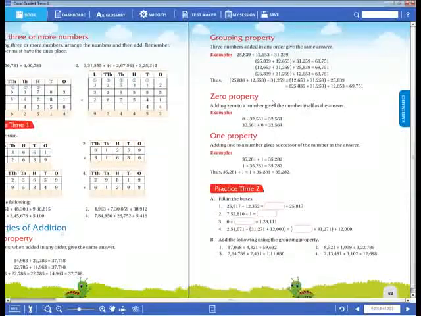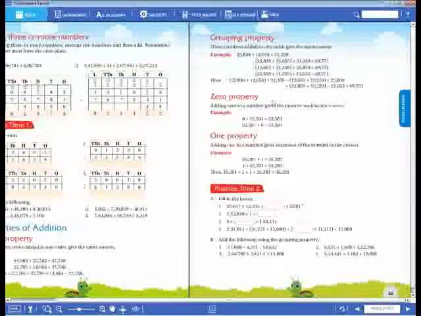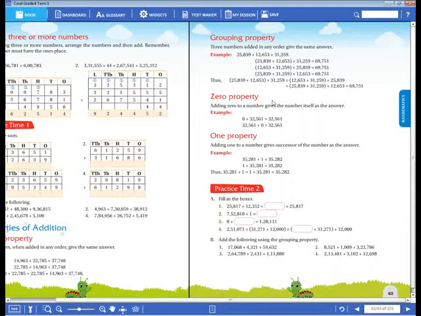Now the next property is the one property. One property means when you add 1 to any number, we get the successor, the next number. Yes or no? What do we call the next number? The successor only, no? The number before the given number is the predecessor. So the next number is the successor. Okay, dear children, I hope everyone has understood, and tomorrow we can go for the practice.